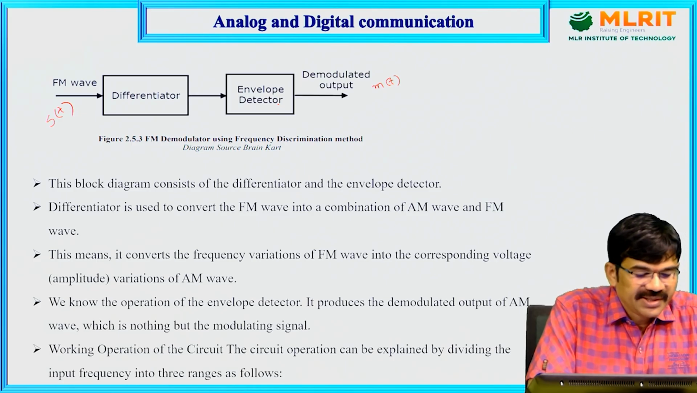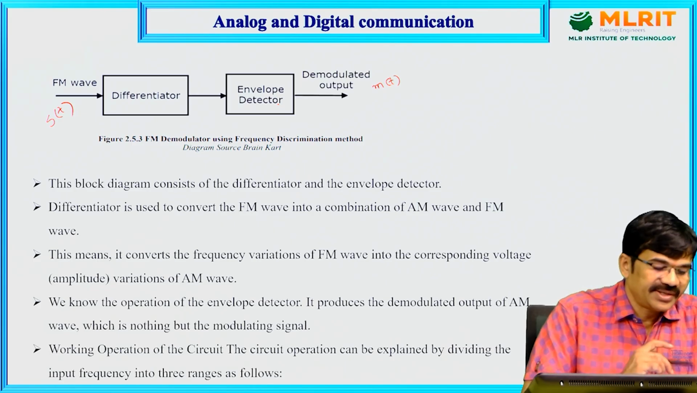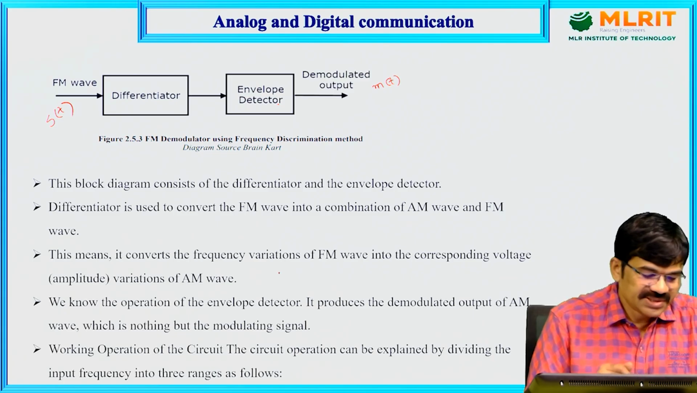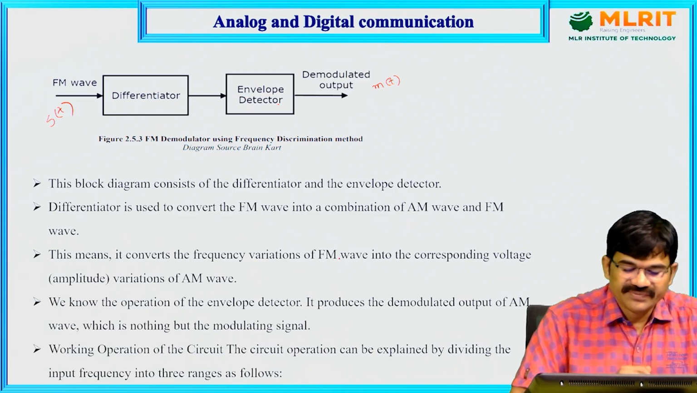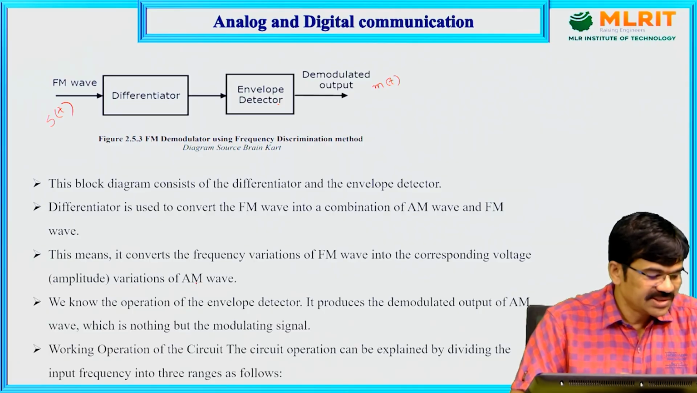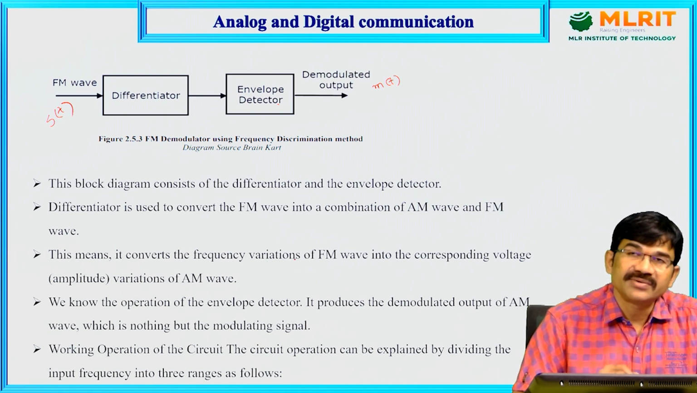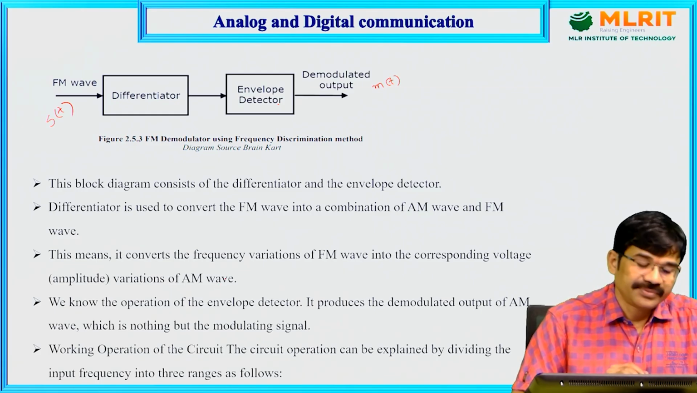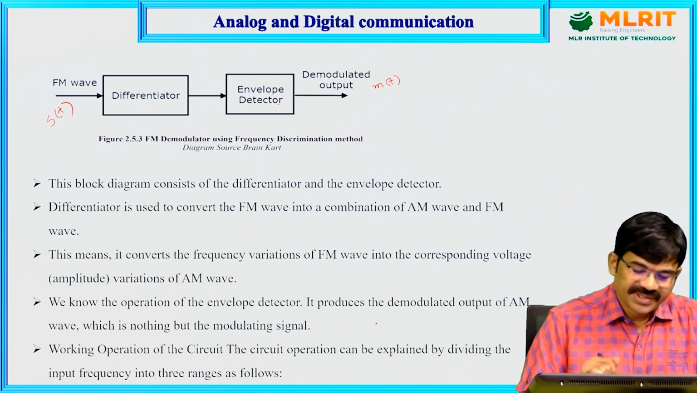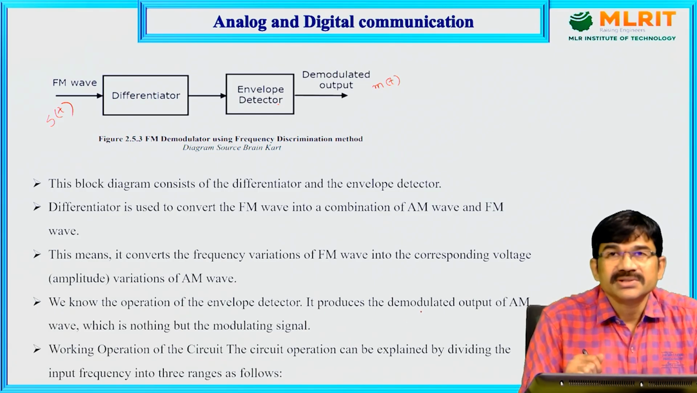So this block diagram consists of a differentiator and an envelope detector. This converts the frequency variation of the FM wave into the corresponding voltage or amplitude variation of the AM wave. We know the operation of the envelope detector that we discussed in the AM demodulation section, where it detects the original information signal from the received signal.